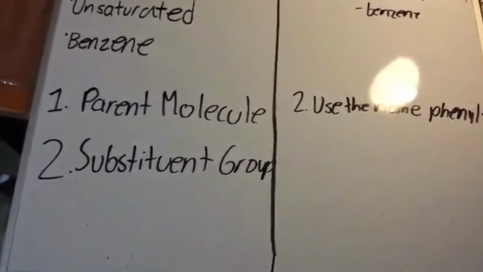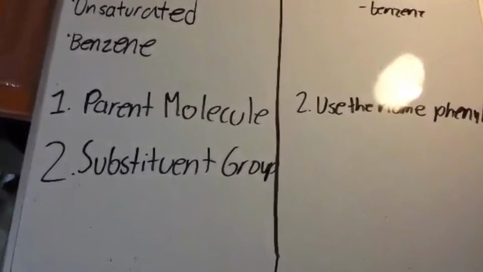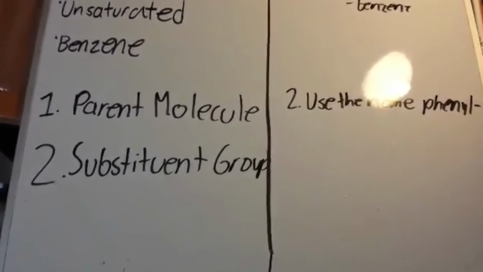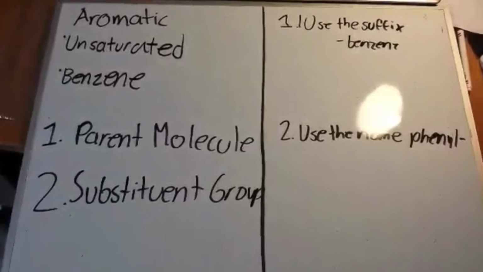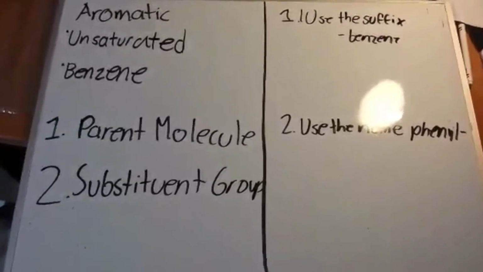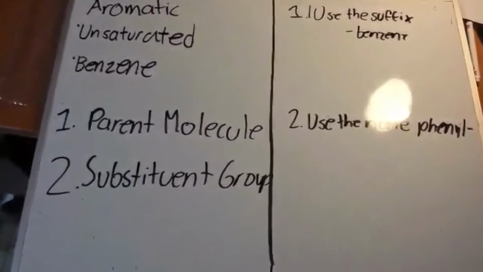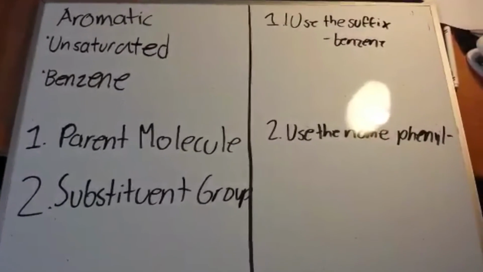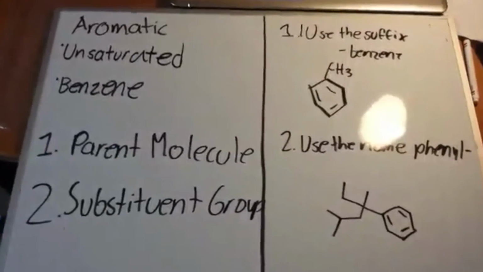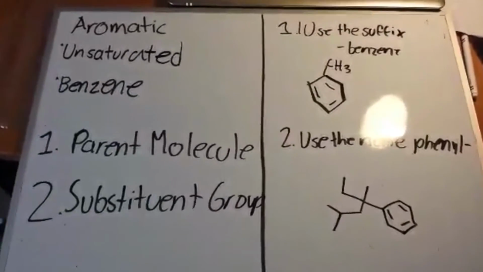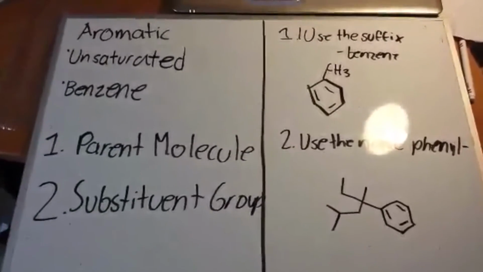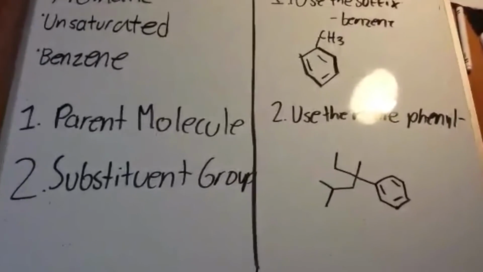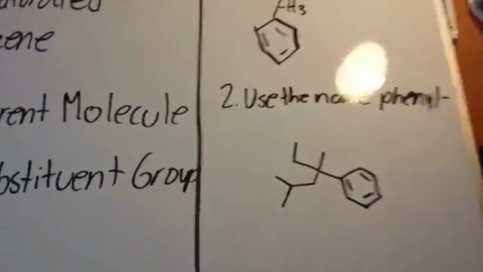Two conventions for naming aromatic hydrocarbons. One is naming benzene as the parent molecule, and another one is naming benzene as a substituent group. For naming benzene as the parent molecule, you use the suffix benzene, and if there are multiple branches, number the carbon atoms of the benzene ring so that the branches have the lowest numbers possible. Naming aromatic hydrocarbons with benzene as a substituent group, you use the name phenyl to indicate a benzene branch. For example, like this.